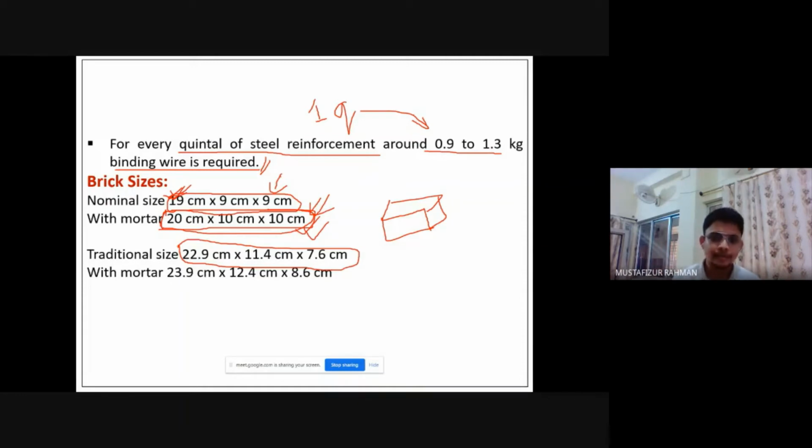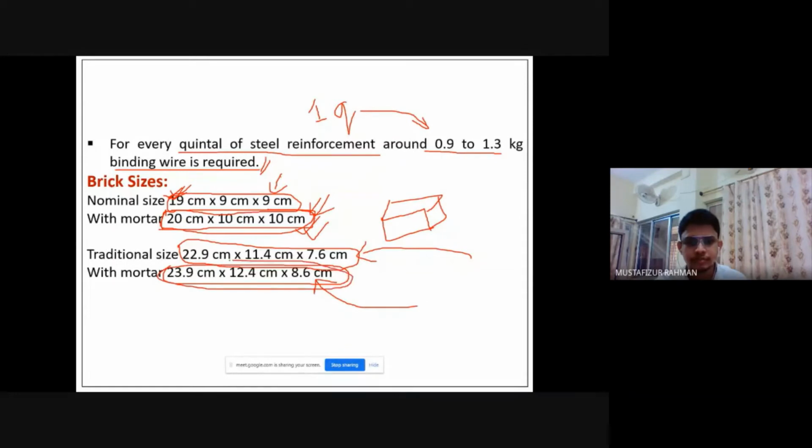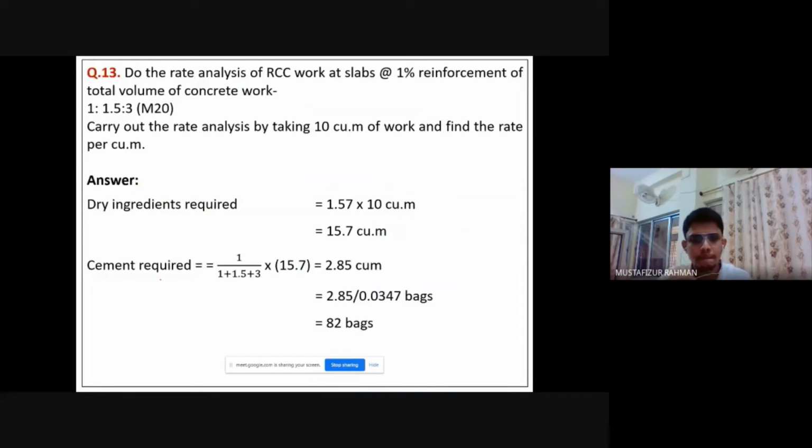And if we are asked to use traditional bricks, then this is the size of the traditional bricks, and after using mortar, this will be the size of those traditional bricks. Using that value, we will have to find out how many bricks are required in that volume of brickwork.